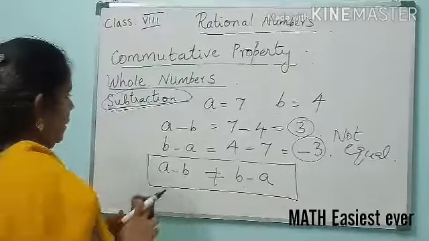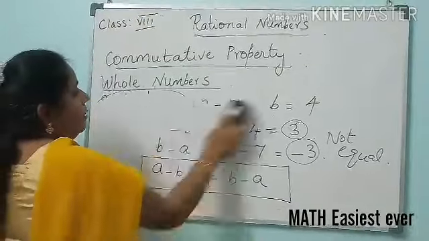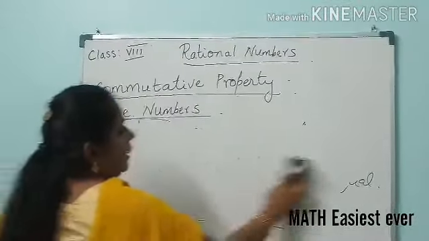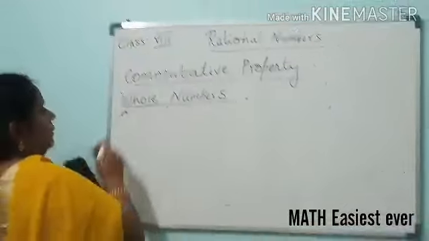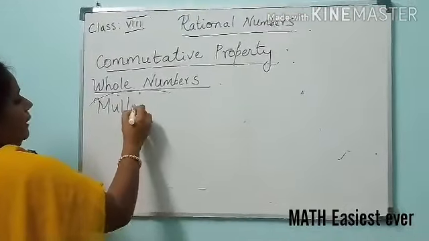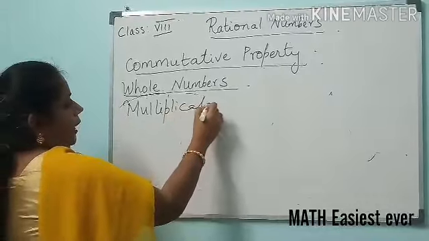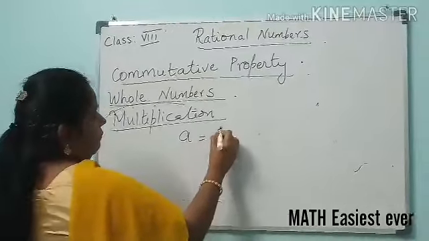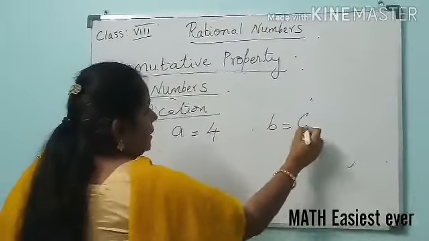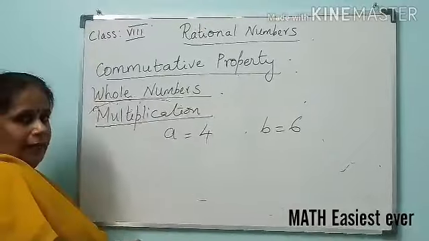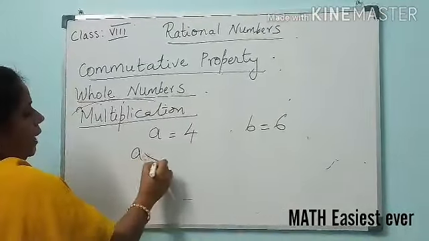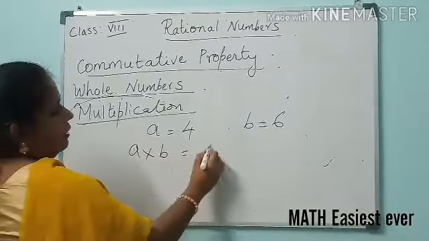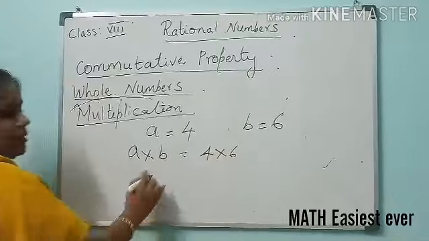Now, next, let's go for multiplication. Commutative property of whole numbers under multiplication. Now, I'll take whole numbers a as 4 and b as 6. Now, what is a into b? We are doing multiplication. What is a into b? It's 4 into 6.